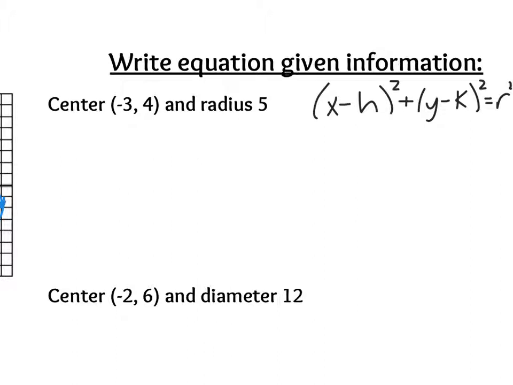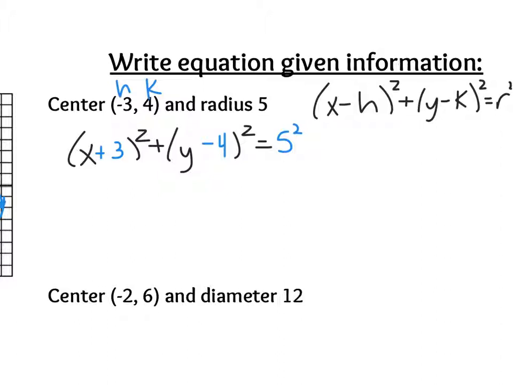So for this first one, I gave you all the information. I have (x - h) squared plus (y - k) squared equals my radius squared. So I have x, remember with h and k, it's opposite. So plus 3, minus 4, and then we're going to do 5 squared. Of course, you can do that in your head. And we'll leave it as (x + 3) squared plus (y - 4) squared equals 25.